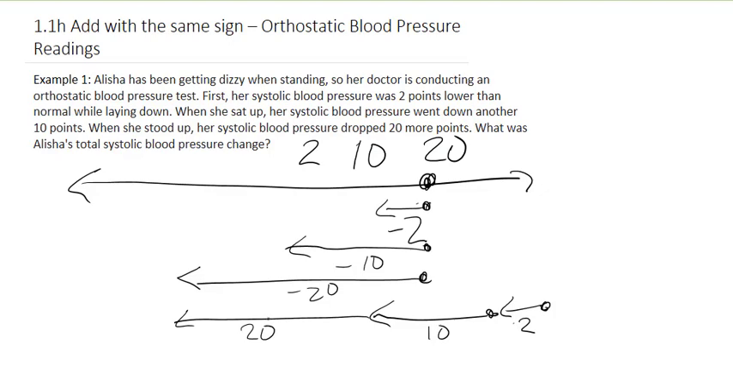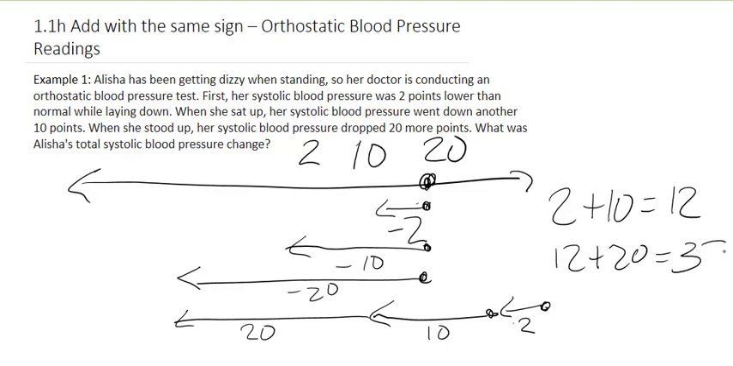Next, let's add all of them together to find out the total amount of Alicia's blood pressure change. 2 plus 10 is 12. Then we're going to add another 20, which is 32. We can show this like this. But that's not right because we didn't move to the right. We moved to the left. So we're going to want to add a negative sign in front of that 32. So our answer is minus 32.